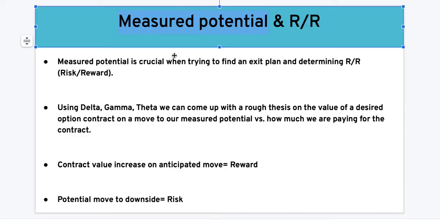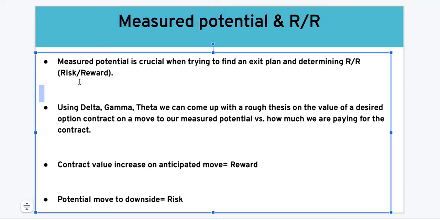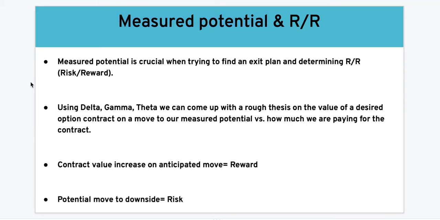So now let's really start to tie that into why that's important for us. When we're talking about risk reward, we're going to be looking at delta, gamma, and theta to come up with a rough thesis, right? And it's not going to be 100% accurate most of the time because we can't account for vega, which is the change based on how much IV changes.